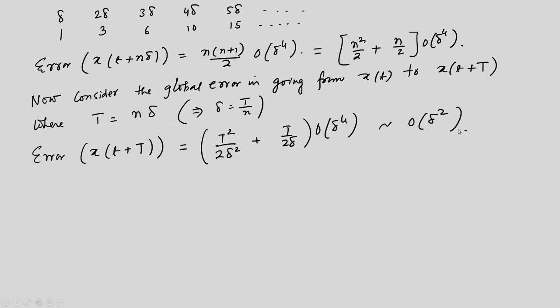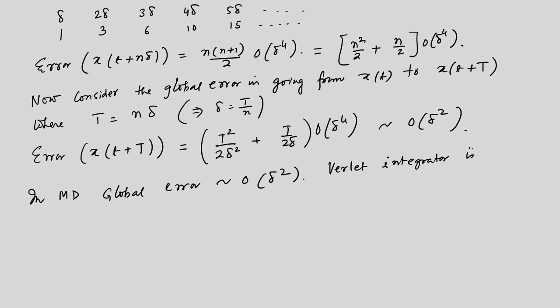Okay. So, the global error is actually large as compared to the local error. They pick up errors at every stage, and if you add them up, it becomes of the order of delta square. And so, in MD, the global error is of the order of delta square. This is what I have said also, and that is why the Verlet integrator is known as the second order integrator.